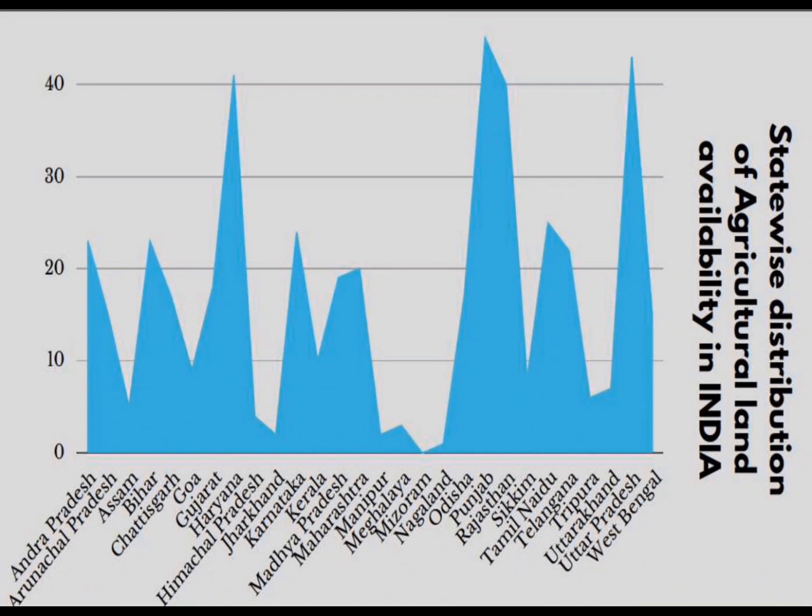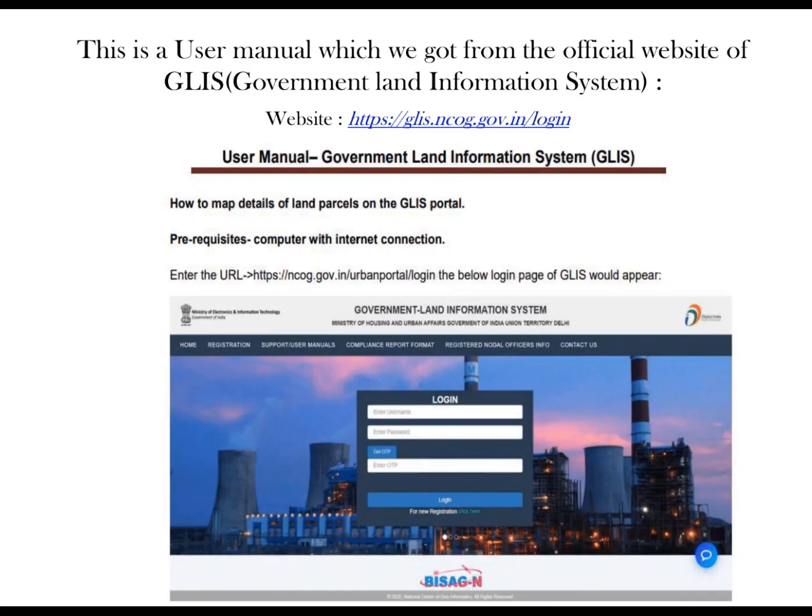Now, to make this project work, we need locational and land information which should be very accurate. So for that, we'll be using the government land information system website, which is a government website that has all the land information. This is the user manual that we got from the official website, which shows us how to use it. Basically, to get information about the land, we just log in with the credentials that we are provided, and then we can get the information about any land that we want.